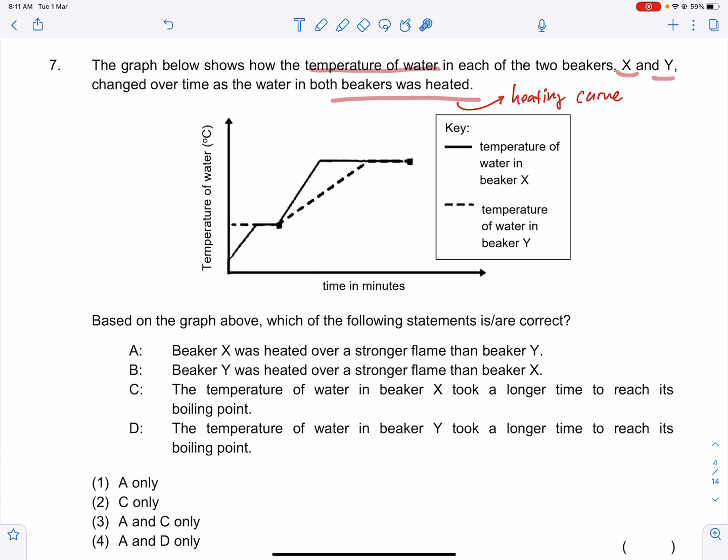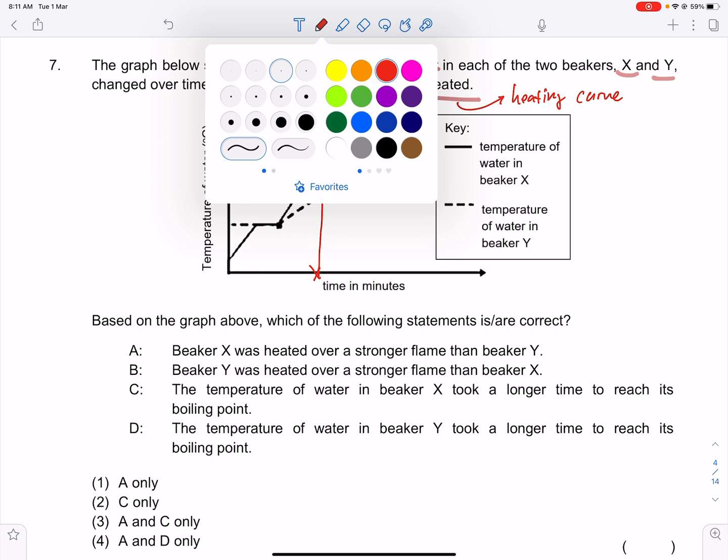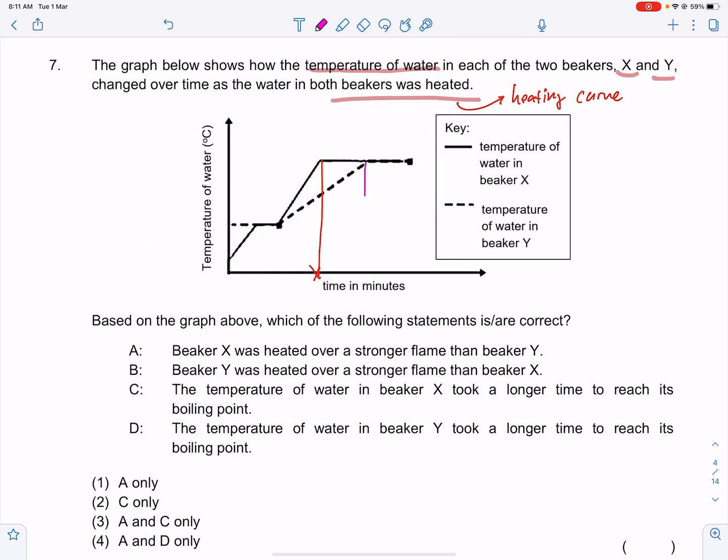So if you take a look at it, when we're looking at the highest possible temperature, which is here, your X actually got to the highest temperature at a much faster time, which is over here. I'm just going to mark it down for you. But your Y, to reach the same temperature, took a much longer time, as you can see from here. So A is correct. Let's take a look at B.